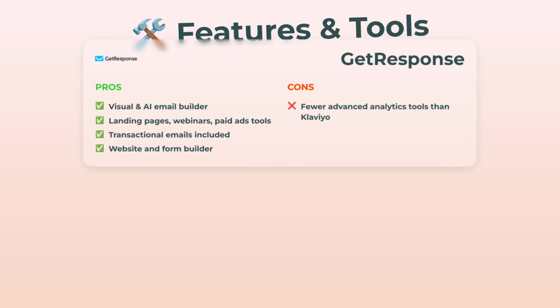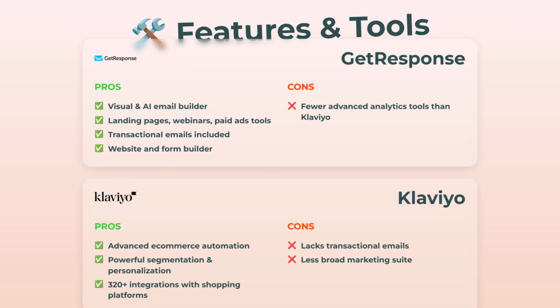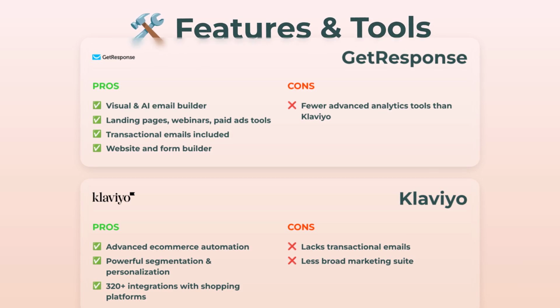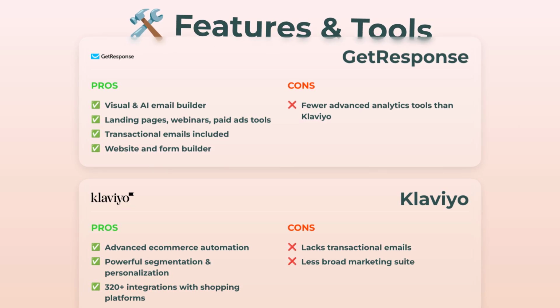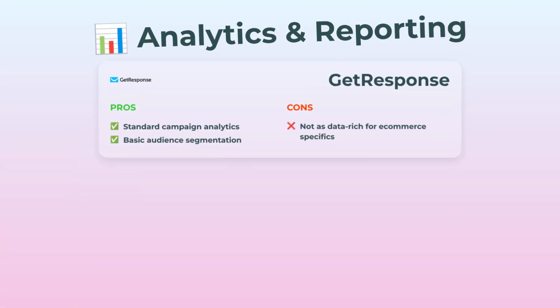Klaviyo, it laser focuses on e-commerce. You get crazy good automation, segmentation so deep you might lose track, and over 320 integrations with online shopping platforms. But if you're after transactional emails or a broader marketing suite, that's not Klaviyo's thing. So while Klaviyo's features are killer for stores, GetResponse really nails it for a broader audience. Winner here, GetResponse.